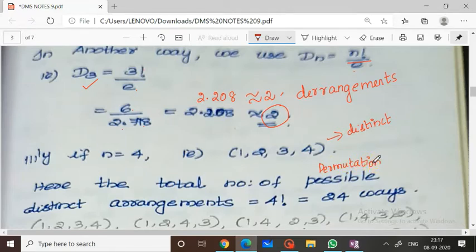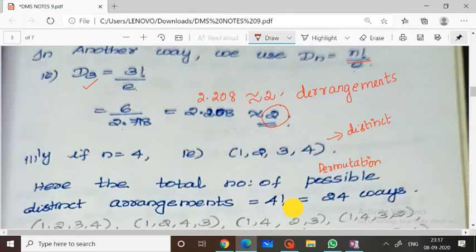Either the total number of possible permutations or number of permutations for this distinct arrangement, because 1, 2, 3 and 4 means they are distinct. So hence the total number of possible arrangements are, what are the possible arrangements for 4 numbers? How many possible arrangements are there totally?